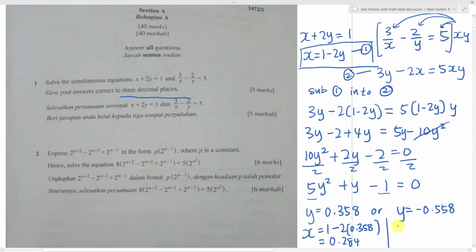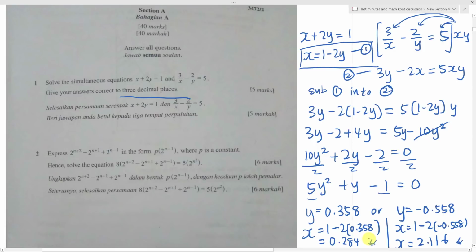Okay, so I will do the same thing for the other one, which is 1 minus 2 multiplied by negative 0.558. This one will give a positive, because negative multiplied with negative gives positive, right? So this one, we will actually get 2.116. Yeah, we leave it in 3 decimal places, then it should be good.